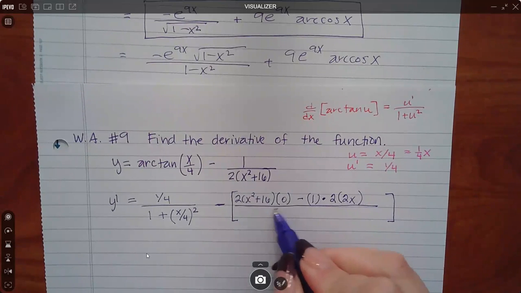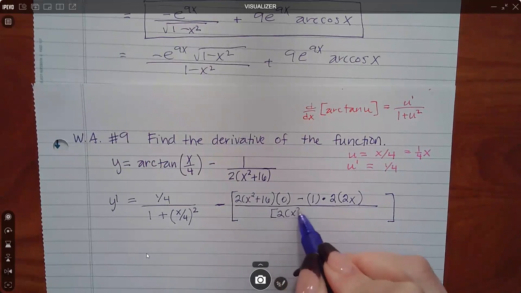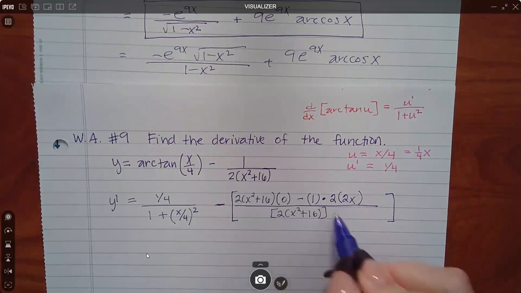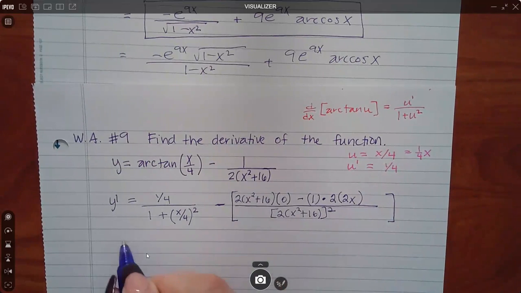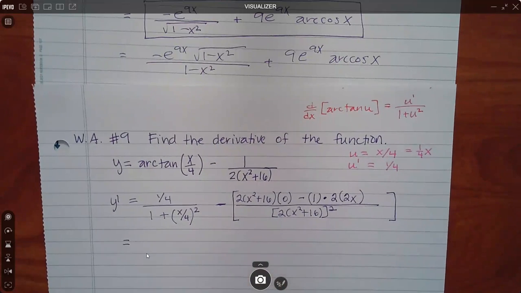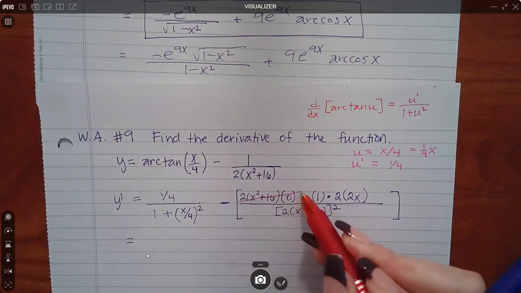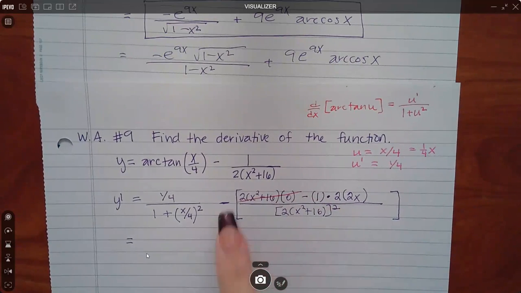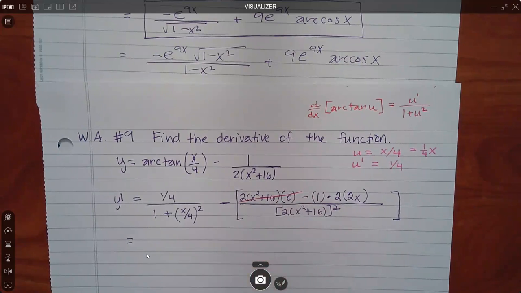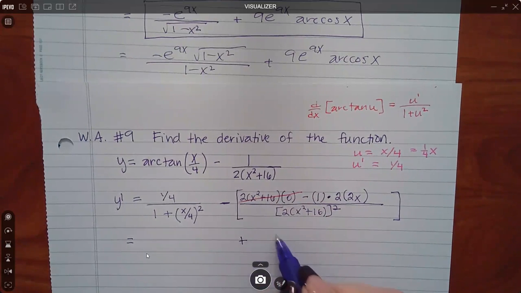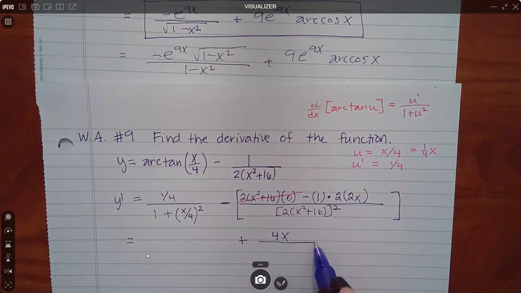And then at the bottom, I'm going to have low squared. So this guy essentially is not even there, right? It's just 0. And what's going to happen when you do a negative times a negative? It's going to become plus 4x over.